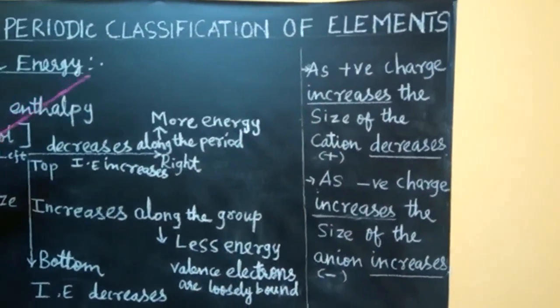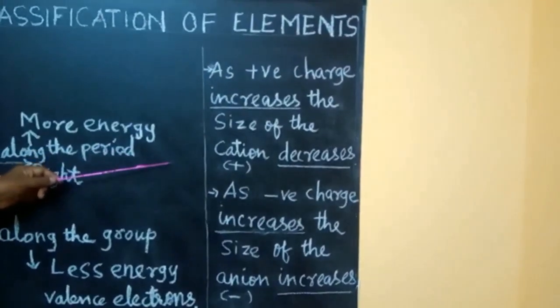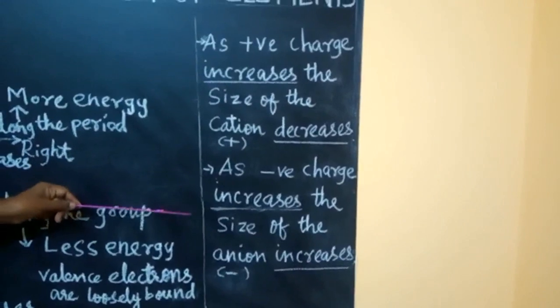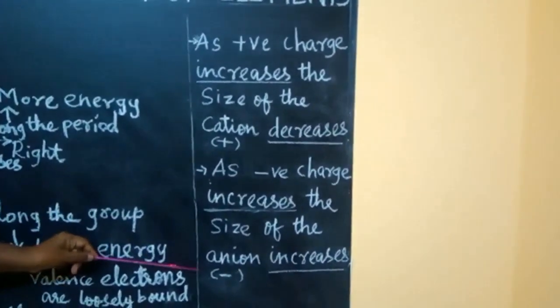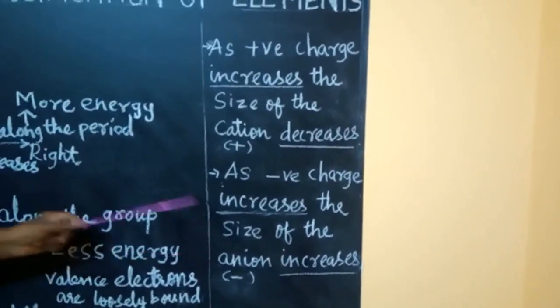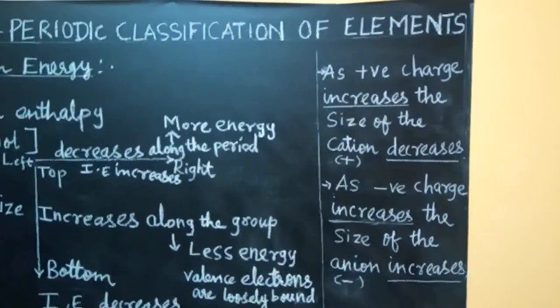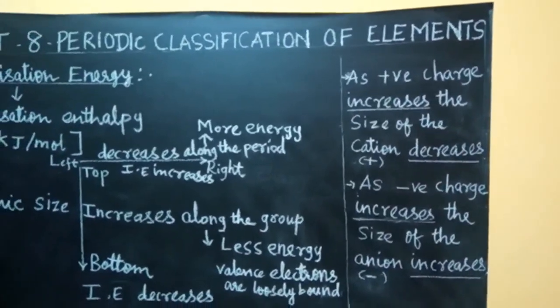As positive charge increases, the size of the cation decreases. Cation means plus. As negative charge increases, the size of the anion increases. Anion is represented by minus. So the size of the ion is used to determine their behavior in solution and the structure of ionic solids.